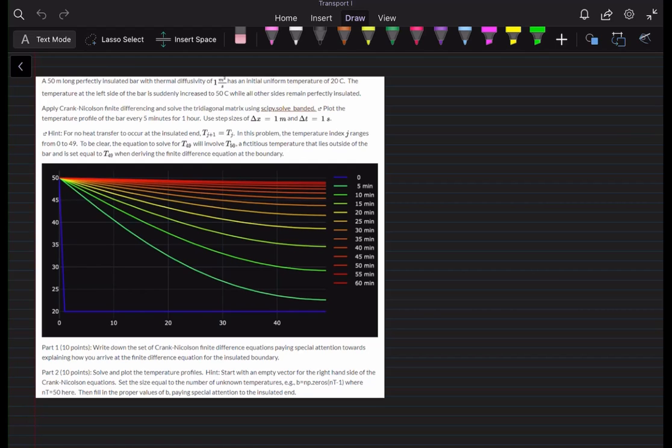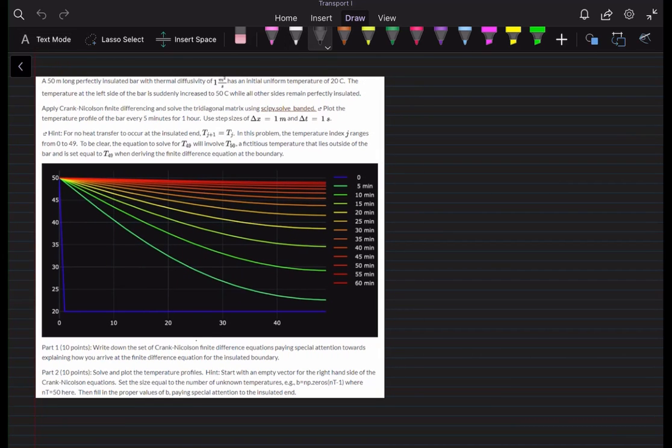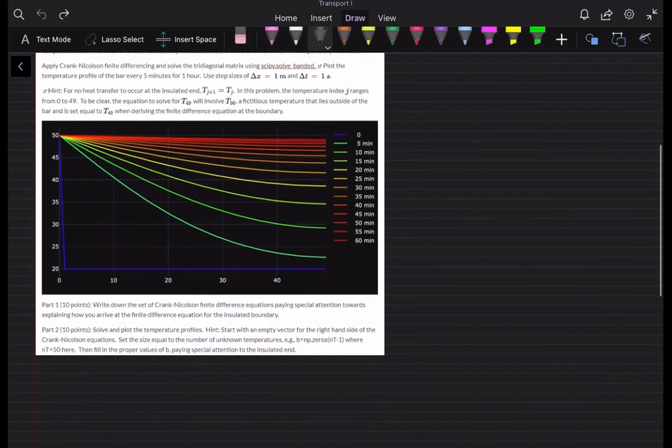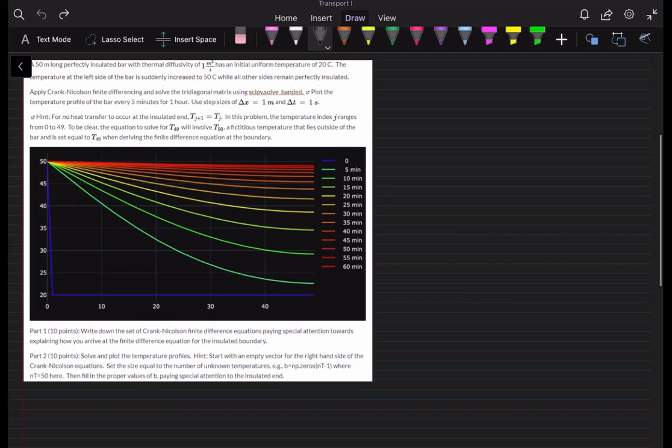Okay, this is going to be part 1 of exam 3. And right here, as you can see, we're asked to write down the set of Crank-Nicolson finite difference equations, paying special attention towards explaining how I've arrived at the finite difference equation for the insulated boundary.